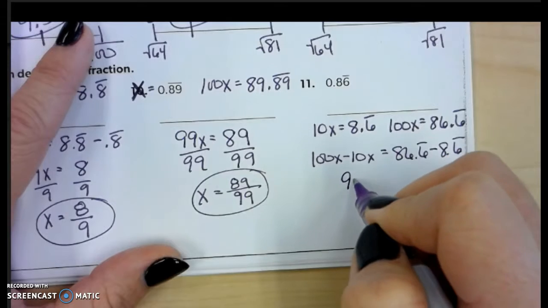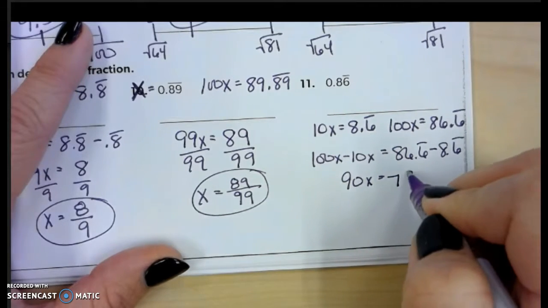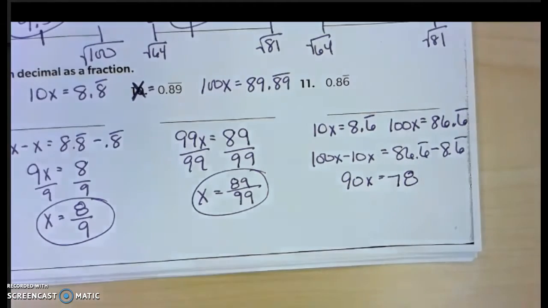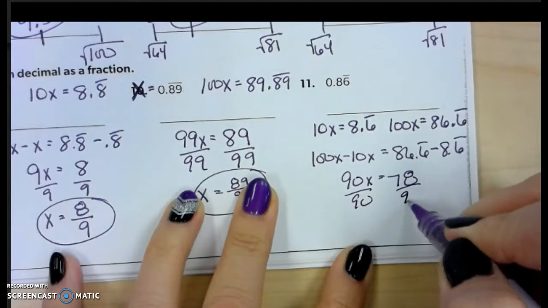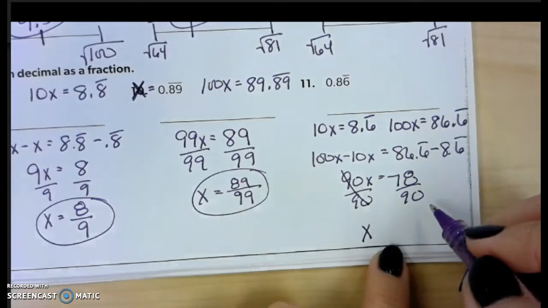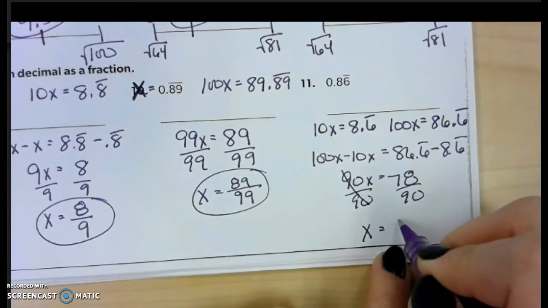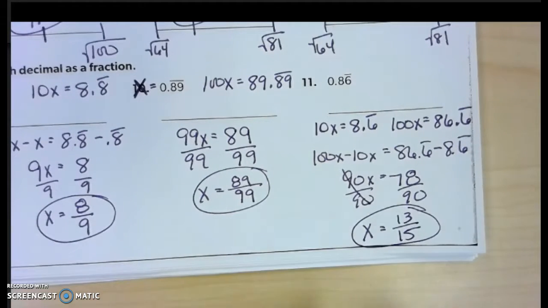100 minus 10 is 90, and 86 minus 8 is 78. Now we're going to divide by 90, just like before. This will reduce. We can divide it by, I believe, 6 to get 13/15.